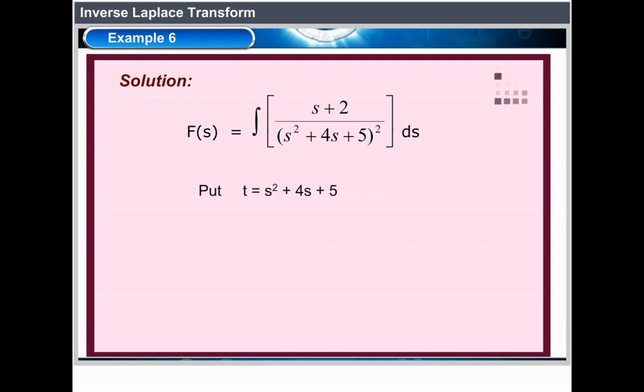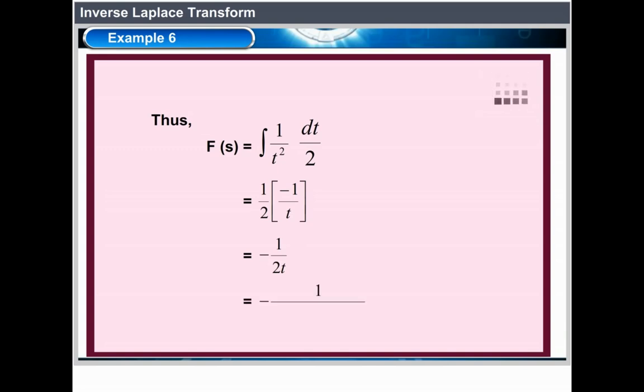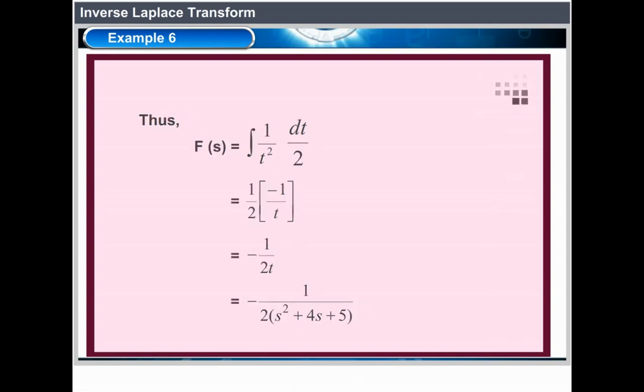Put t equal to s square plus 4s plus 5. Then dt equal to 2s plus 4 into ds. dt by 2 equal to s plus 2 into ds. We have taken the 2 as common. Thus, F of s equal to integral 1 by t square into dt divided by 2, equal to 1 by 2 into minus 1 by t, equal to minus 1 by 2t, equal to minus 1 by 2 into s square plus 4s plus 5.